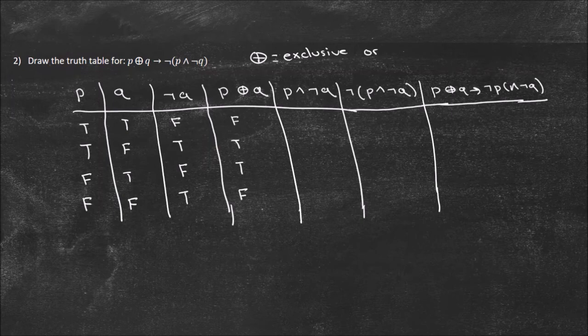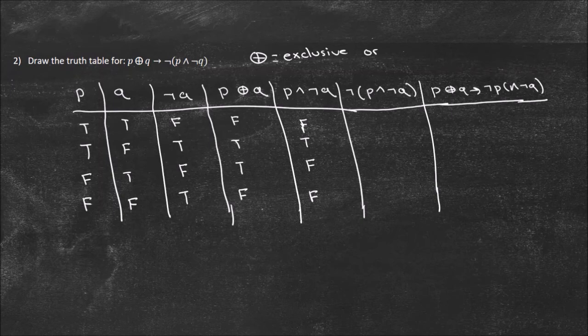All right, so P and not Q. So we're looking at the P column and the not Q column and trying to find if they're both true. And in this case, it's not. In the second case, it is true. In the third case, it's not true. And in the last case, it's not true either. So we only have one situation where we have P and not Q.